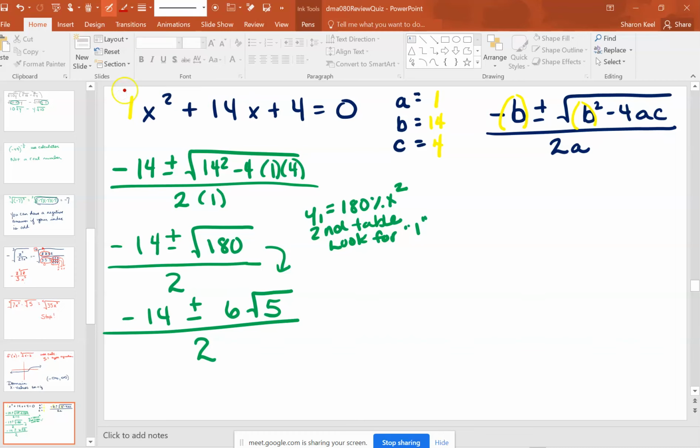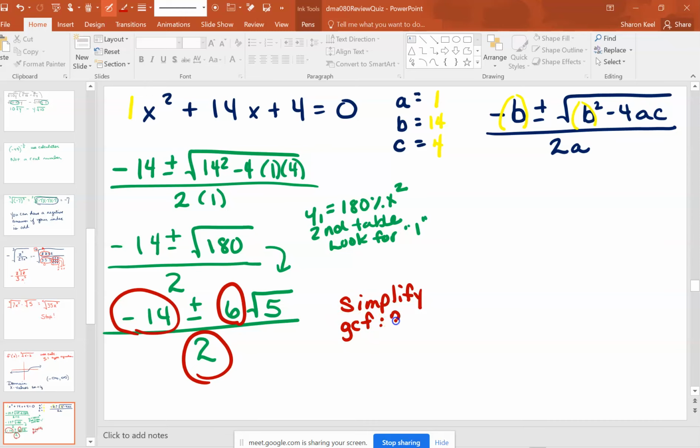So the square root of 180 is 6 square root 5. To simplify, we can only simplify if all 3 of the whole numbers have a common factor. The greatest common factor for all 3 of those is going to be a 2. 2 goes into 2 once, 2 goes into 6 3 times, 2 goes into negative 14, negative 7. So your final answer is going to be negative 7 plus or minus 3 square root 5. And that would be your final solution.